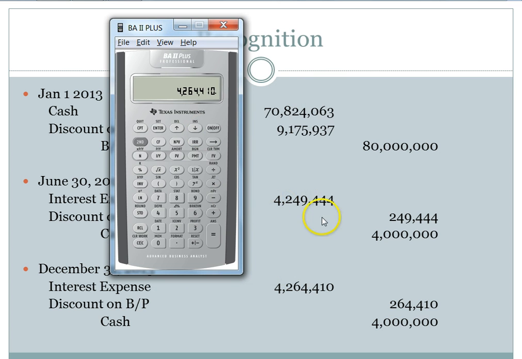And in fact, in this particular case, the interest expense is going to be going up slightly every 6-month period of time. So as we amortize, more and more of the discount balance gets smaller and smaller. And so the net book value of the bond continues to increase towards that $80 million. And that means that interest expense is going to be increasing.